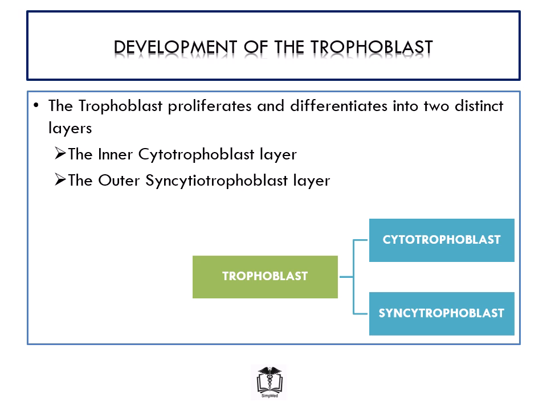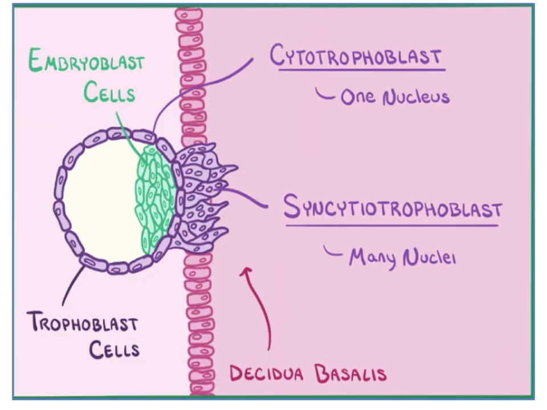Let's talk about the development of the trophoblast. The trophoblast tends to also form two distinct layers. This includes the cytotrophoblast and the syncytiotrophoblast. Each of these layers would further develop as the trophoblast is embedded into the uterine cavity. So, as we have two layers of the embryoblast, the epiblast and the hypoblast, we also have two layers of the trophoblast, the cytotrophoblast and the syncytiotrophoblast. Each of these is different in terms of their function.